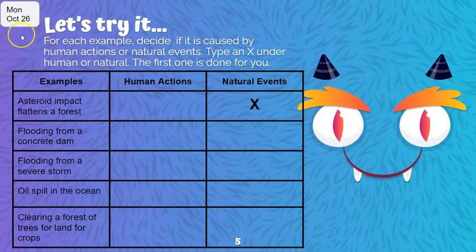All right, so this is a very quick slideshow today, and actually freakishly quick work. So if you don't do this work, definitely getting a 0. Do the work, because you literally have to put 1, 2, 3, 4 X's, and then your work is done. Let's know how to do it, though. Let's try it. For each example, decide if it is caused by human actions or natural events. Type an X under human or natural.